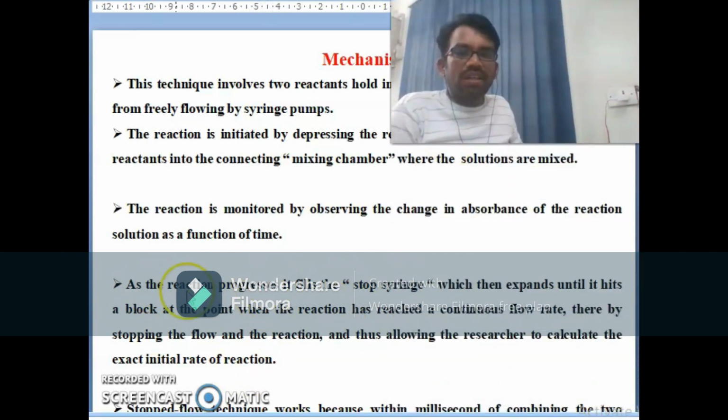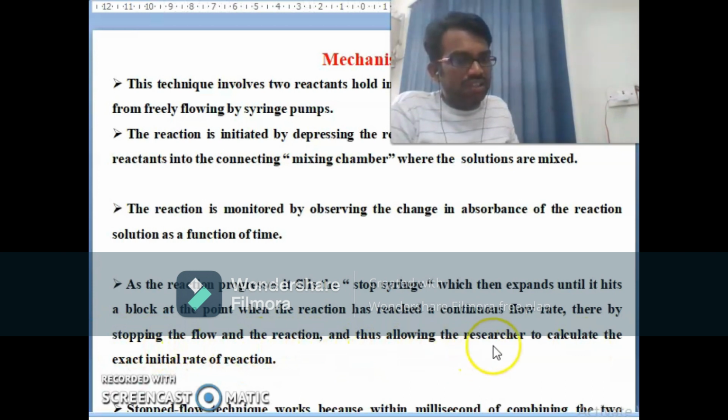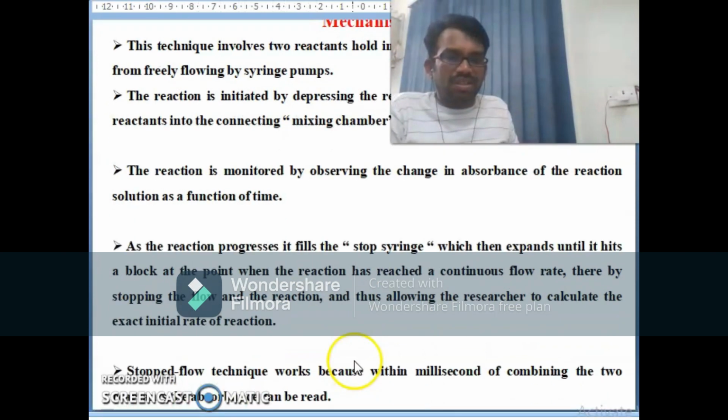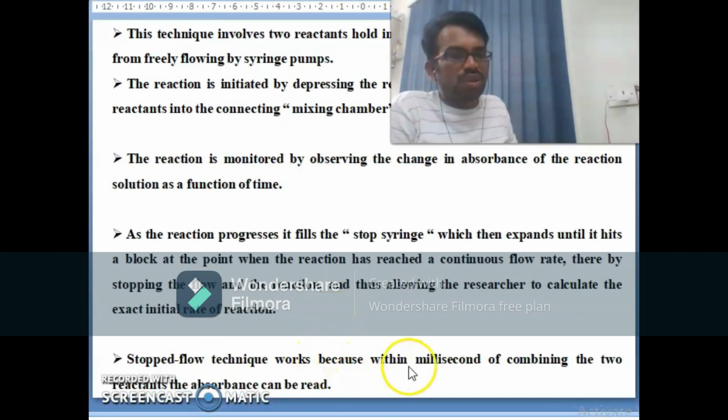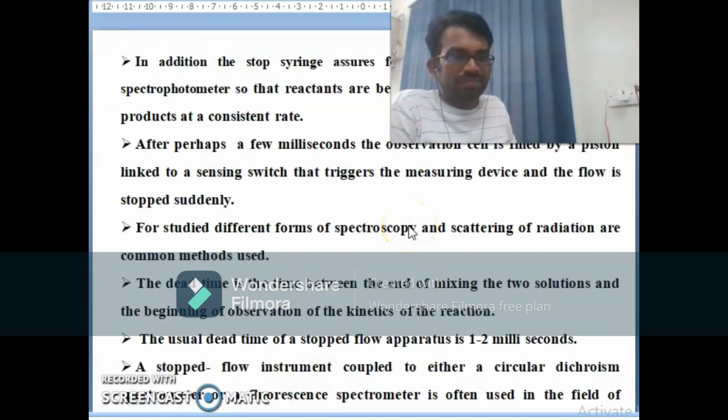As the reaction progresses, it fills the stopping syringe, which expands, until it hits the block. At the point when the reaction has reached a continuous flow rate, the flow is stopped, allowing the researchers to calculate the exact initial rate of the reaction. Stopped-flow techniques work because within milliseconds of combining the two reactants, the absorbance can be read.